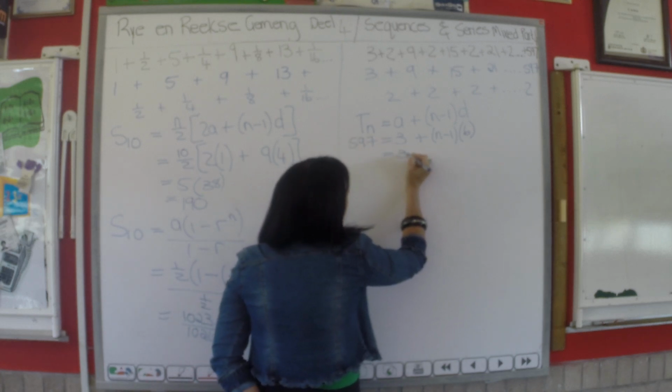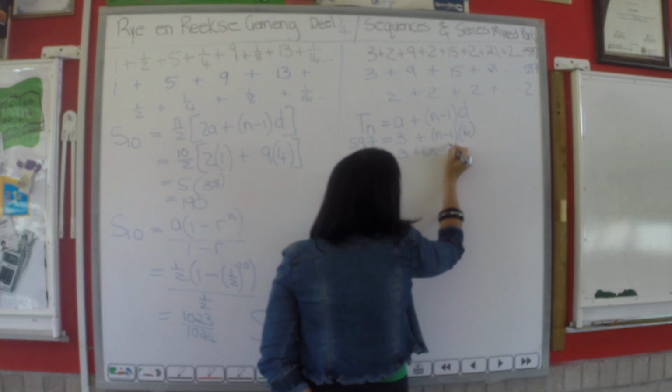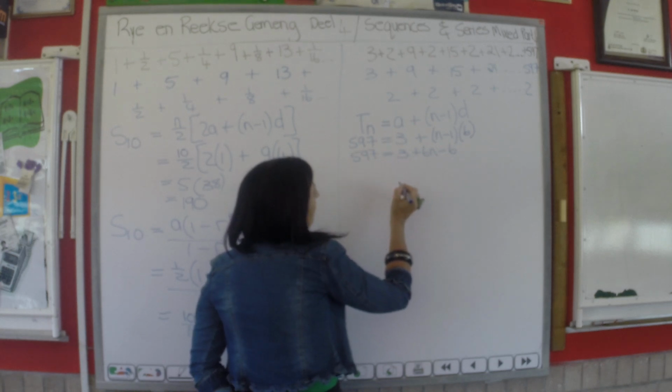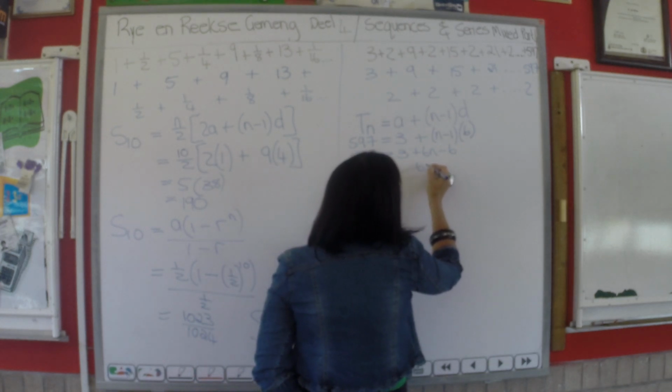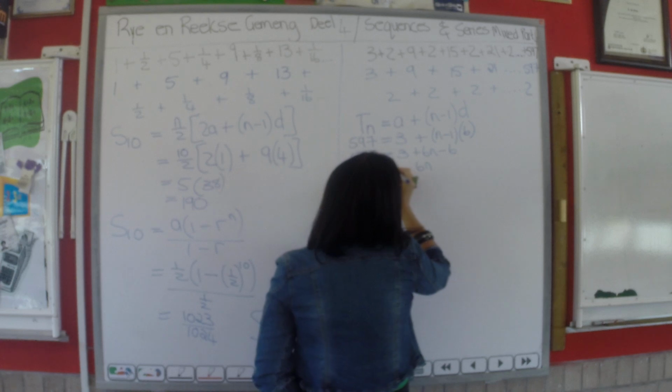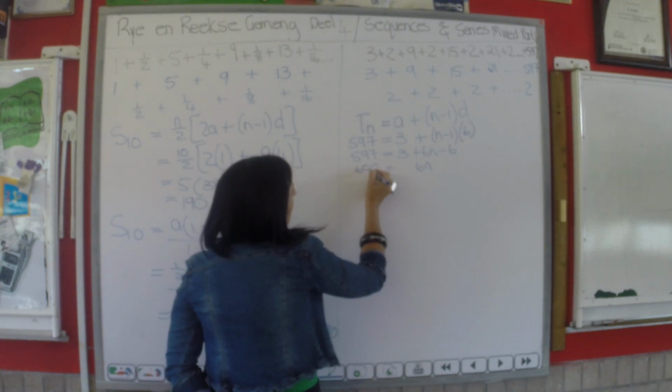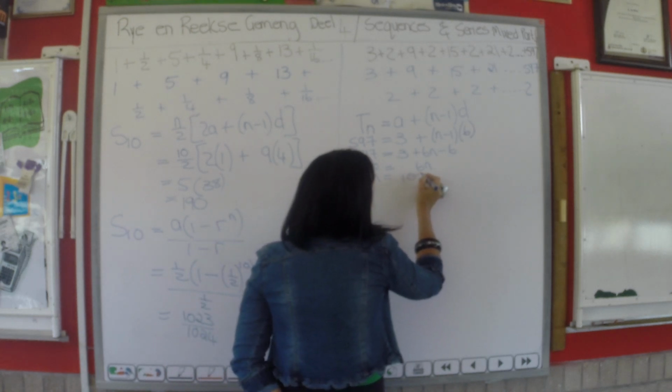So it's 3 plus 6n minus 6 equals 597, and 6n is then 597 minus 3, so it's plus 3, therefore n equals 100.